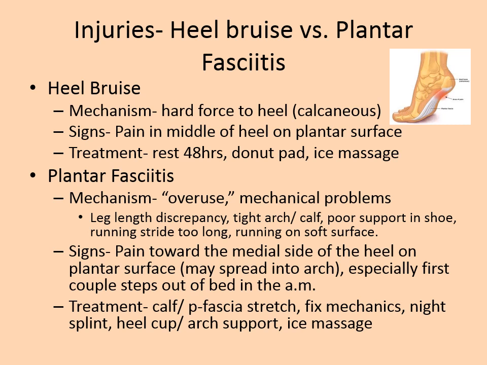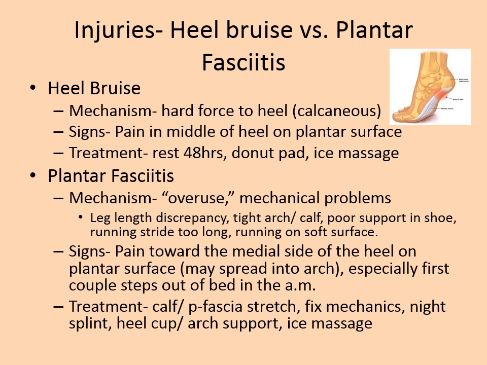Plantar fasciitis is pretty different. The mechanism here would be overuse, so quote unquote overuse. This would happen over time, not from one particular hard step. And this can also be caused by mechanical problems in the foot.